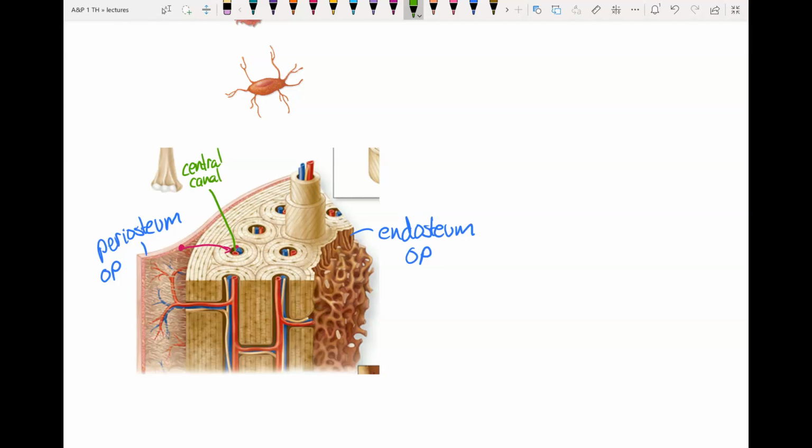A central canal is all these tunnels in the bone that contain blood vessels and nerves. So if you've ever broken a bone, you know that it hurts really bad. Bones aren't just empty or dry. They're full of blood and nerves. The central canals are where you have blood vessels and nerves. So the osteoblast migrates to a central canal.